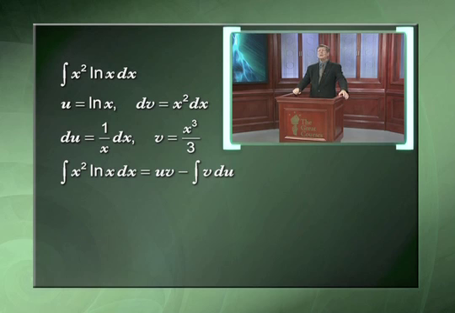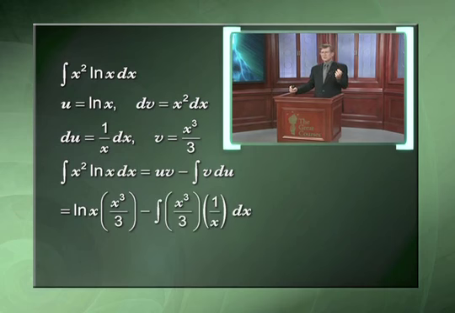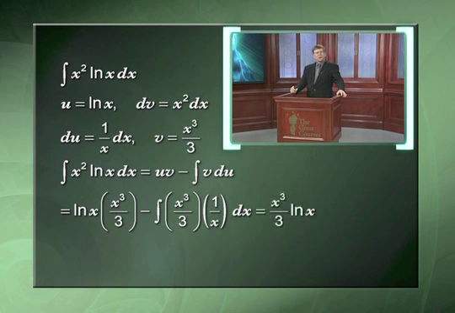All right, what's u times v? That part is log x times x cubed over 3. That's the u times the v, minus the integral of v du. What's v? V is x cubed over 3. And what's du? It's 1 over x dx. Let's simplify that. We get x cubed over 3 log x as the first term. That part's already done in a sense. We don't have to worry about that one.